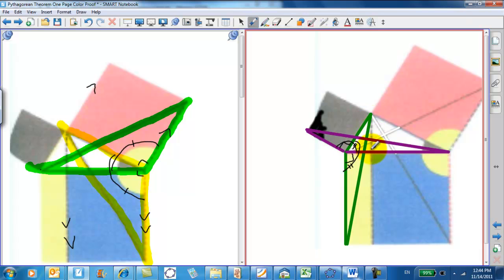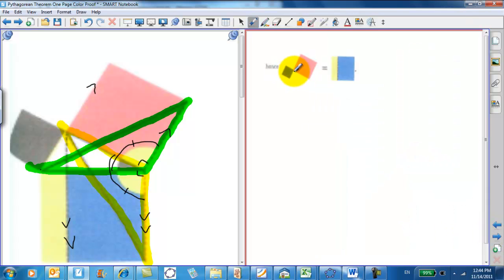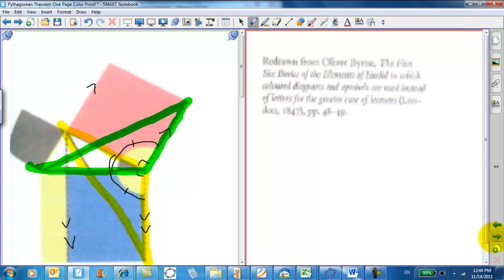And as a result then, this green triangle is half the area of the yellow rectangle. And the purple triangle is half the area of the black square, because we can look at this as having the same height as the square. So that gets the square is equal to the area of the rectangle. As a result then, the black square plus the red square equals the sum of those two rectangles, and that's basically a squared plus b squared equals c squared. And the proof of the Pythagorean theorem.